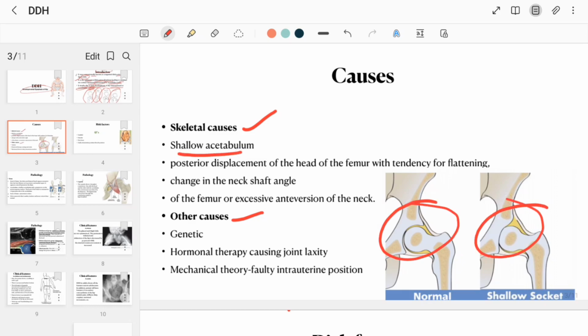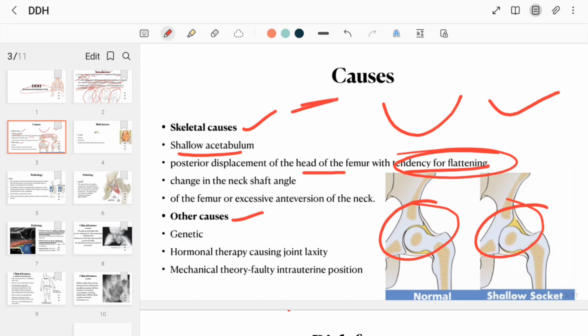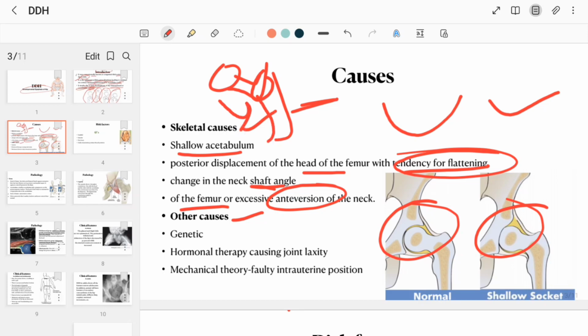Here we can see the shallowing of the acetabulum, the groove of the concave surface decreases. Okay, the posterior displacement of the head of the femur with a tendency for flattening. When the acetabulum is flattening, that causes displacement of the joint. Okay, the neck shaft angle of the femur decreases, so the angle of the hip joint decreases. Here we can see this is the femoral angle, and here this angle will be decreased.